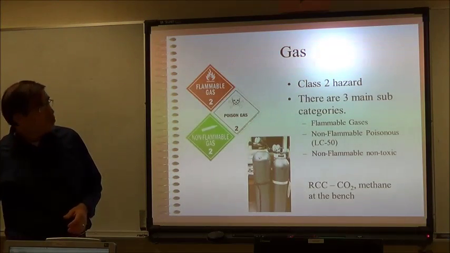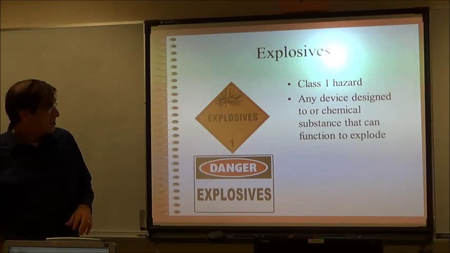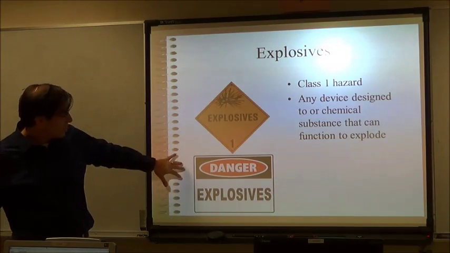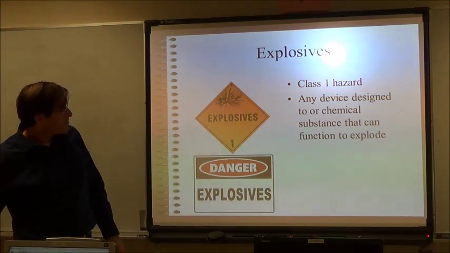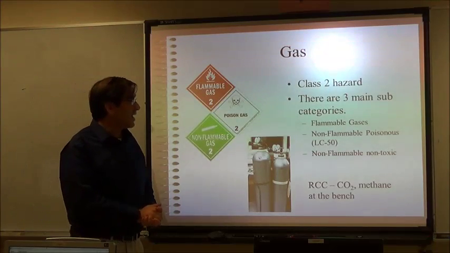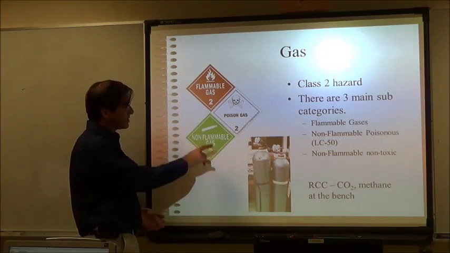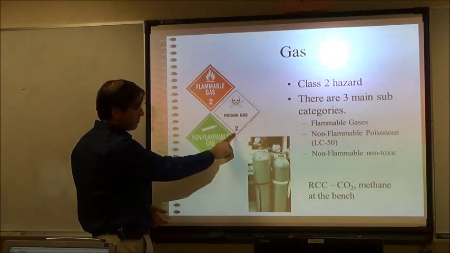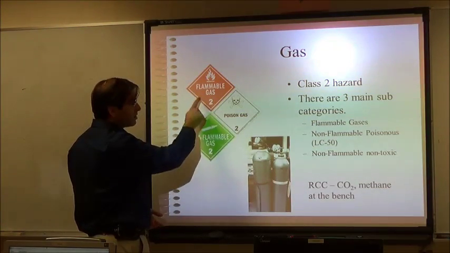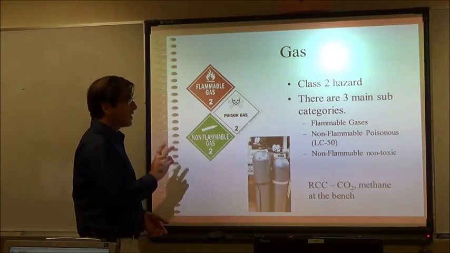In general, we don't have too many of those here at RCC, but as I said, you would want to keep an eye out for the labels. Class 2 are gases. So there are 3 different types of subcategories for gases, and as I explained before, the symbol number 2 will appear at the bottom regardless of whichever tag for the different categories.